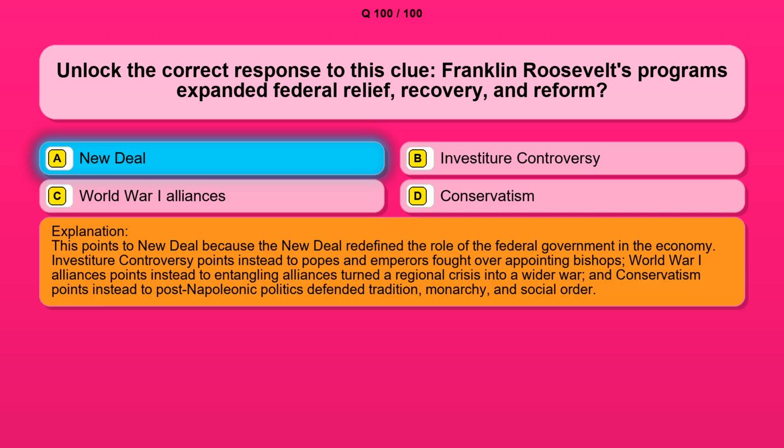This points to New Deal because the New Deal redefined the role of the federal government in the economy. Investiture controversy points instead to popes and emperors fought over appointing bishops. World War I alliances points instead to entangling alliances turned a regional crisis into a wider war, and conservatism points instead to post-Napoleonic politics defended tradition, monarchy, and social order.